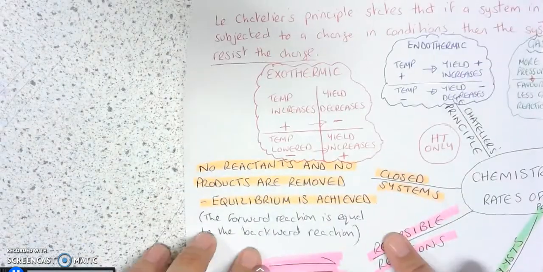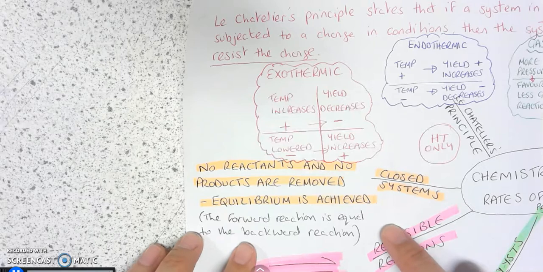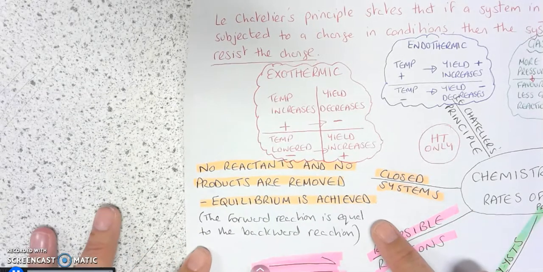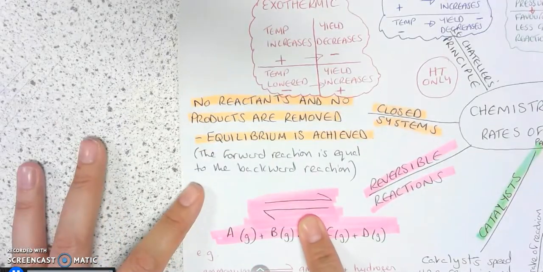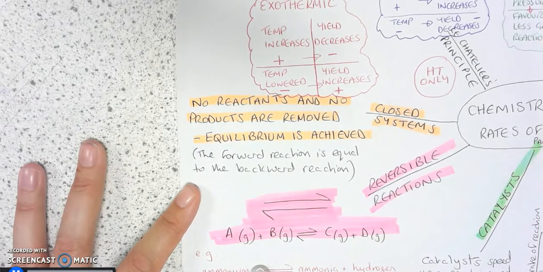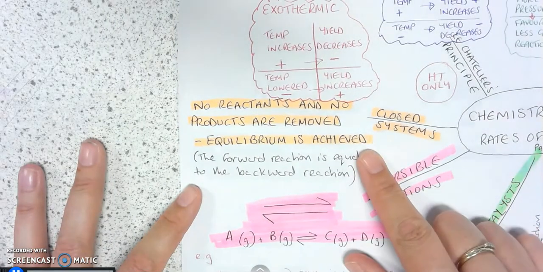If I'm looking at a closed system, this means that no reactants and no products are removed from the reaction. And this is what we call equilibrium. It means the forward and backward rates are achieved and they are working at about the same level. So that's where we've got the reversible reaction. So going forwards and backwards in a closed system means that the reaction is reversible and equilibrium is achieved.